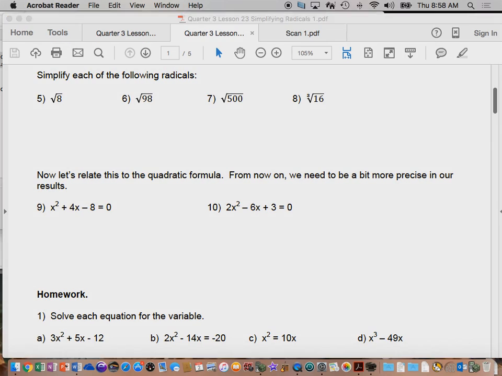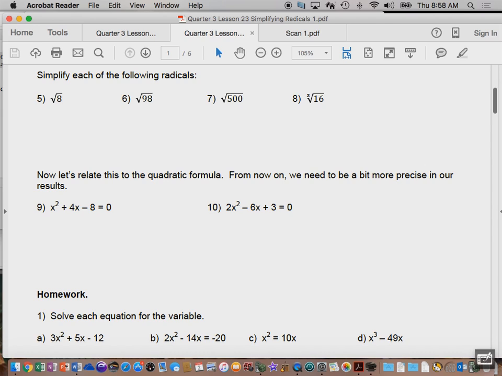Simplify each of the following radicals. Here's the process for simplifying radicals. You know how when you simplify a fraction, you choose the greatest common factor, the biggest number that divides into both? Now what you're going to do is find the biggest perfect square that divides into both.